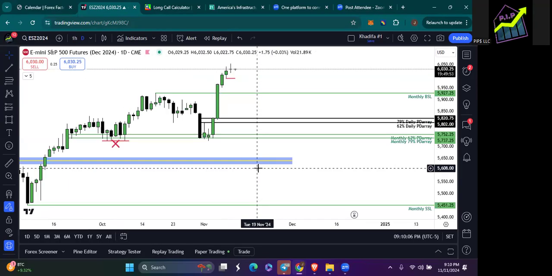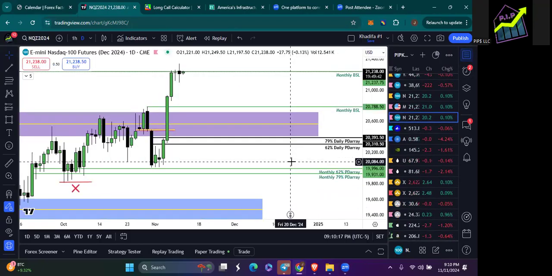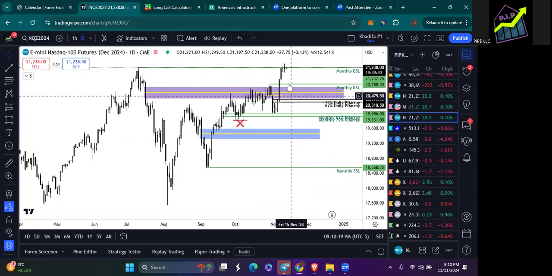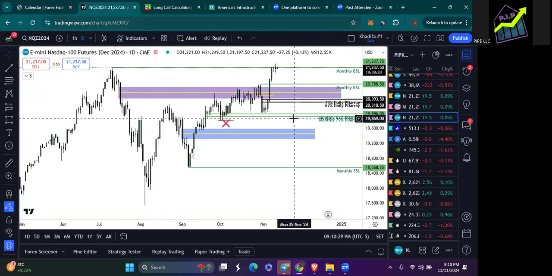So that's what I'm expecting out of ES, E-mini S&P 500. And basically the same thing for NQ. NQ ran the monthly buy side liquidity. Now I'm expecting us to pull back down to correct some before we continue higher, right?